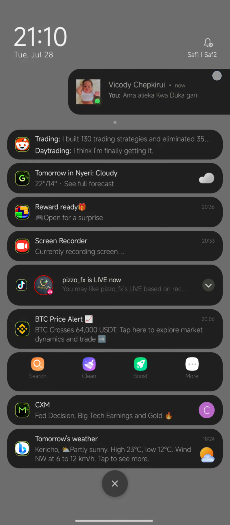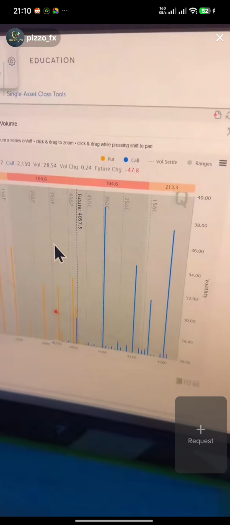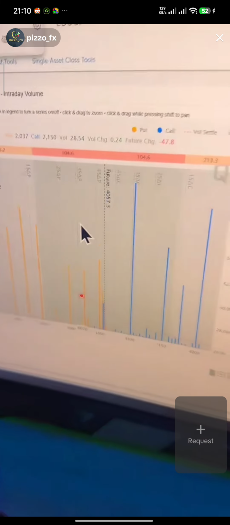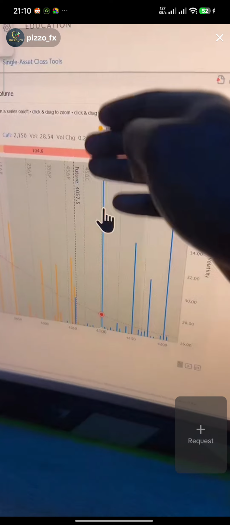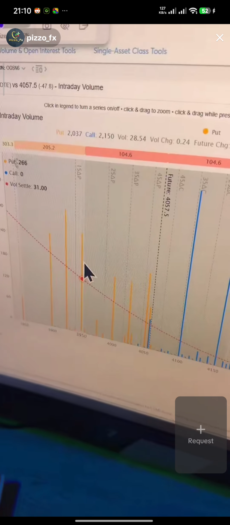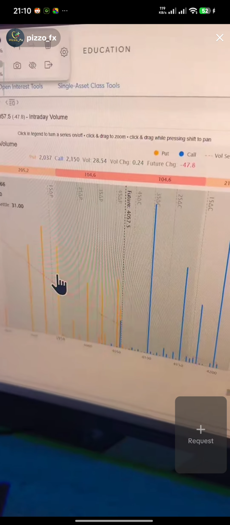So, nimesema hivi. Kwa hii tool mnaona hizi profiles zimepanda juu. So, it's basically put volume and call volume. Unaona hizi profile. The blue lines, it's call volume. The brown lines ni put volume. So, tuko sawa mpaka hapo hivyo. Are you okay mpaka hapo hivyo?